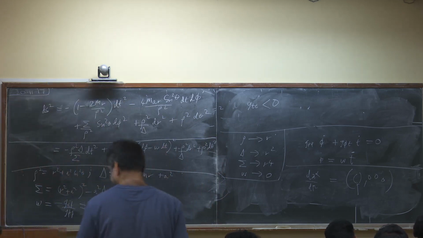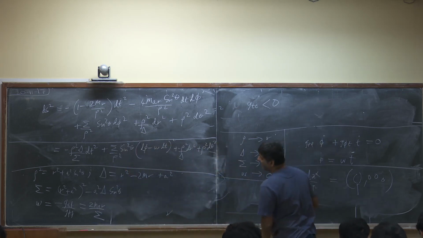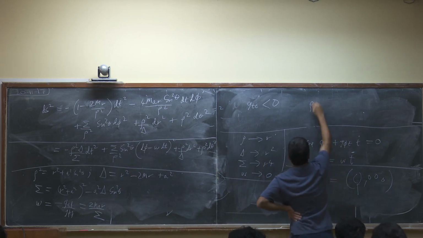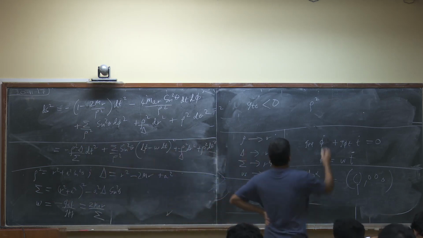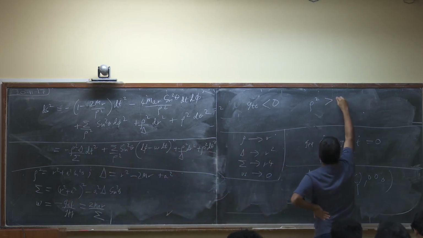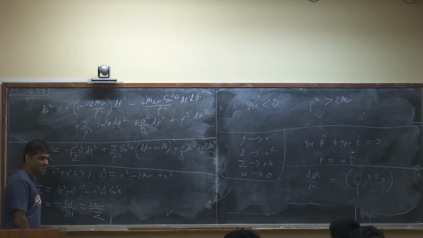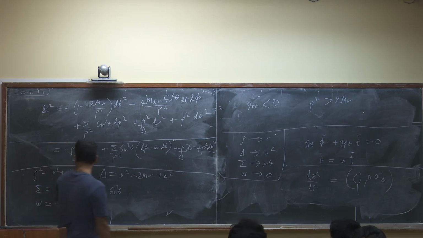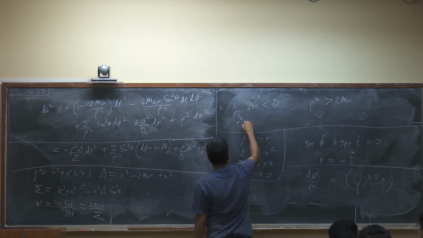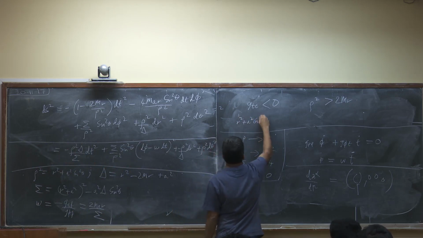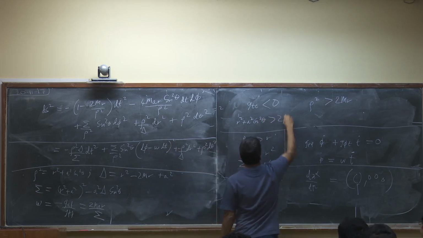Is this clear? Okay, but that is true provided rho squared from this form is greater than 2mr. Is that clear? But rho squared, we know what it is. So that is true if rho squared, which is r squared plus a squared cos squared theta, is greater than 2mr.